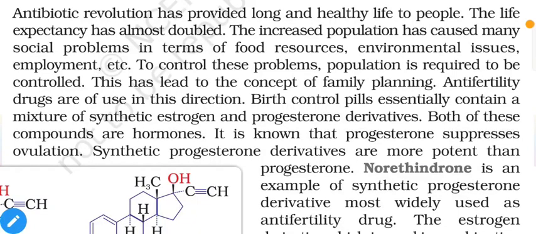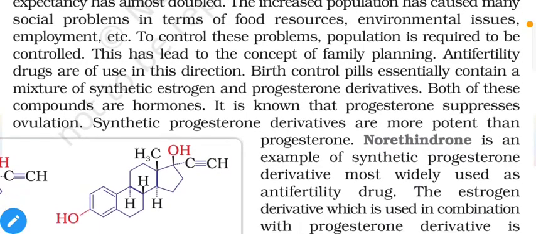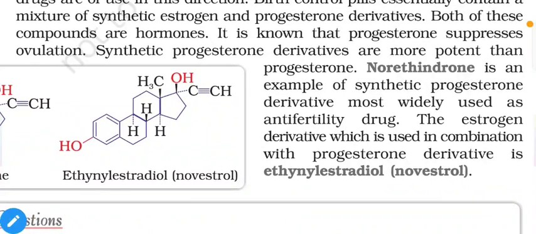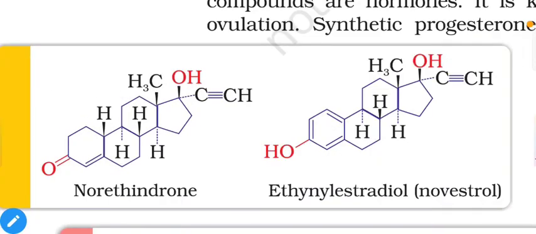Norethindrone is an example of a synthetic progesterone derivative, most widely used as an anti-fertility drug. The estrogen derivative which is used in combination with the progesterone derivative is ethinylestradiol or mestranol. The structures of both are mentioned here.